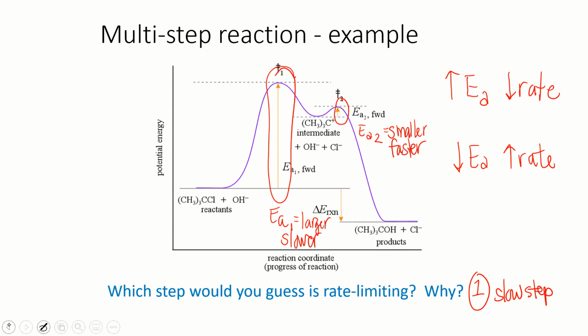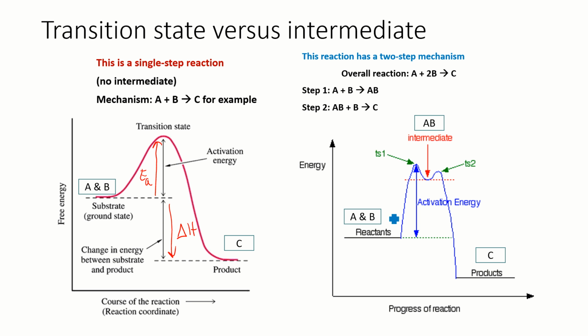Let's actually go back and look at this previous slide as well. If we go back and look at this one, same kind of idea here. Notice how the first step has a higher activation energy. So it is going to be the slower step. This one over here has a lower activation energy, so it's going to be faster.